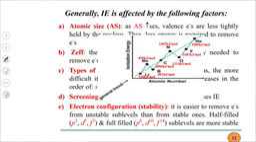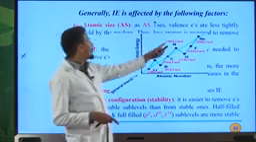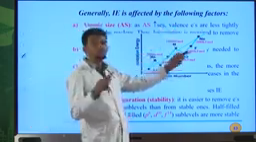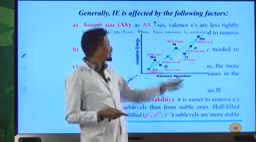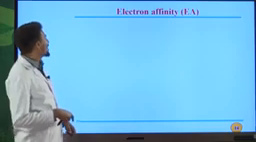Beryllium ends in s2, the last electron configuration for beryllium, but boron ends in p1. So it requires less energy to remove an electron from boron when compared with that of beryllium. Nitrogen ends in p3, that is half filled, but oxygen is p4, so less energy is required to remove an electron from oxygen when compared with that of nitrogen. So these are factors that affect the ionization energy of the elements.